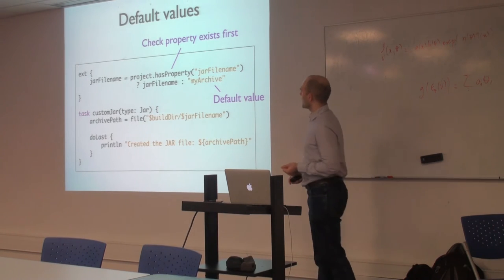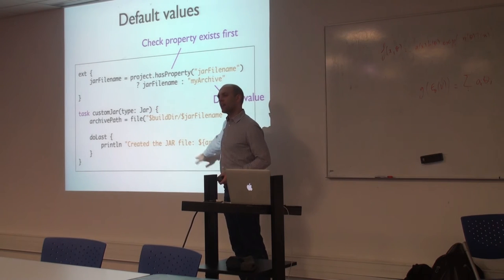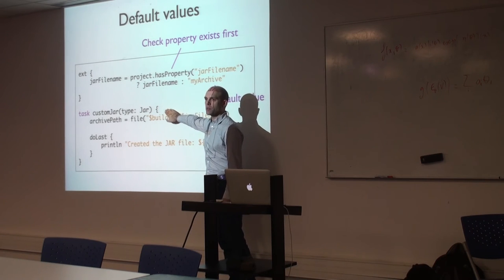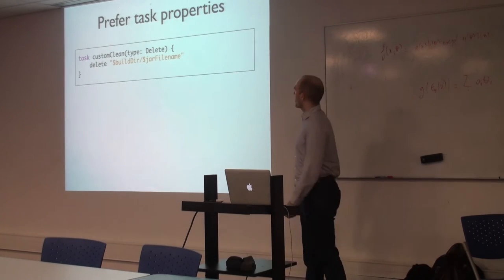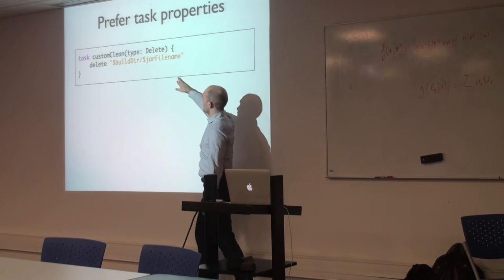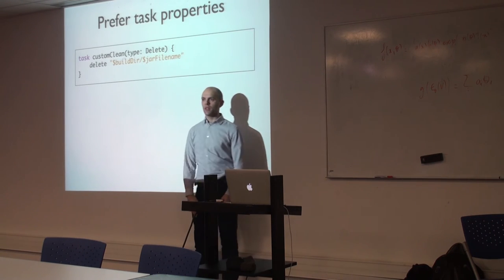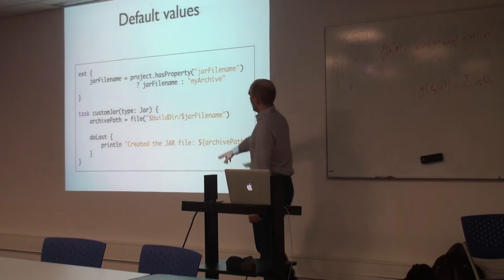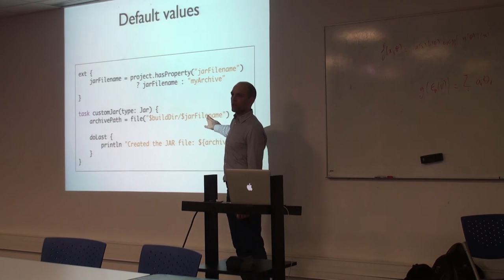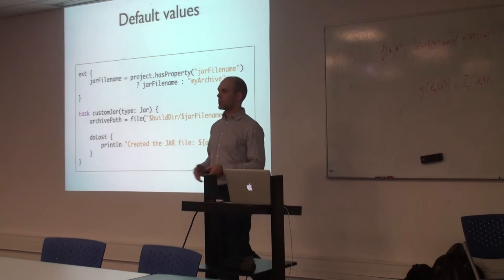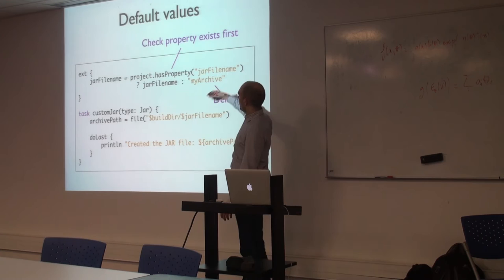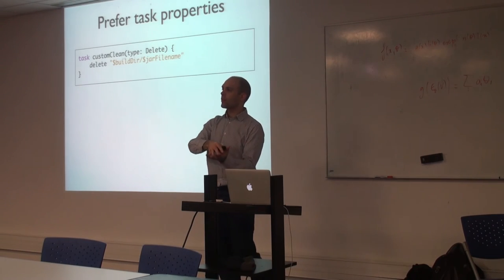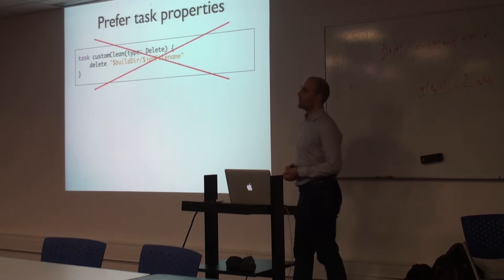But we want to be a little bit careful. Let's say that we now want to add a delete task, a clean task, that can remove the jar file created by custom jar. Okay? You may think of doing this. Custom clean, type delete, I'm going to use my jar file name project property. Well, this runs into the usual problem of global variables. If I suddenly hard code this or change it to use something else, a different project property, anything, this will stop working because there's a disconnect between the archive path created from custom jar and this. So we don't do that.